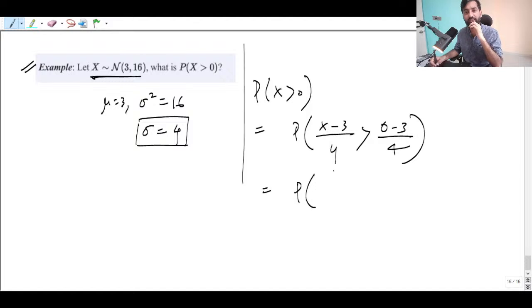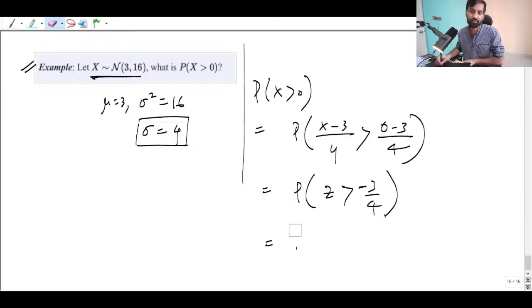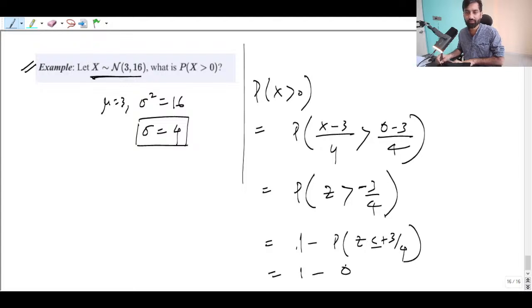So (x minus 3)/4 greater than (0 minus 3)/4, right? So this is g greater than -3/4. Now it is negative, right? So what you can do here is you can say that the probability of g greater than -3/4 can be written as 1 minus the probability of g less than 3/4. Now you have to refer to the table, that is 0.75, and you will get the answer.